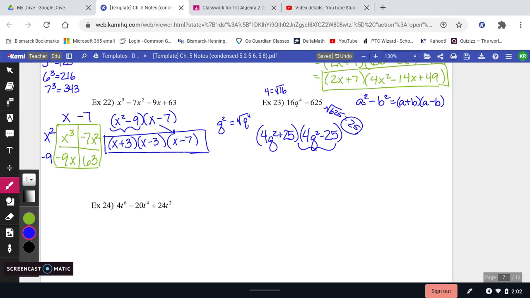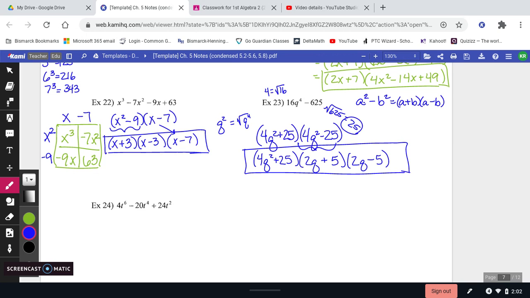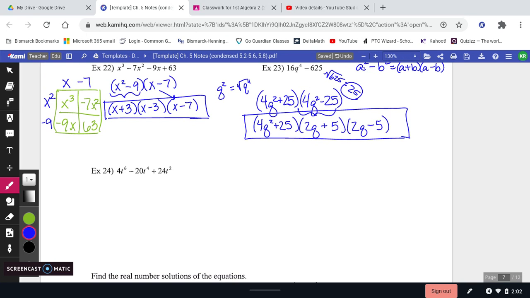So look at your 4. Square root of 4 is 2. Look at your 25. Square root of 25 is 5. So this is going to factor some more. So we have 4q squared plus 25, and then 2q plus 5, and 2q minus 5. Okay, that's completely factored now. I did not factor the 4q squared plus 25. We don't have a sum of squares, only a difference of squares. With cubes, you have a sum and a difference.